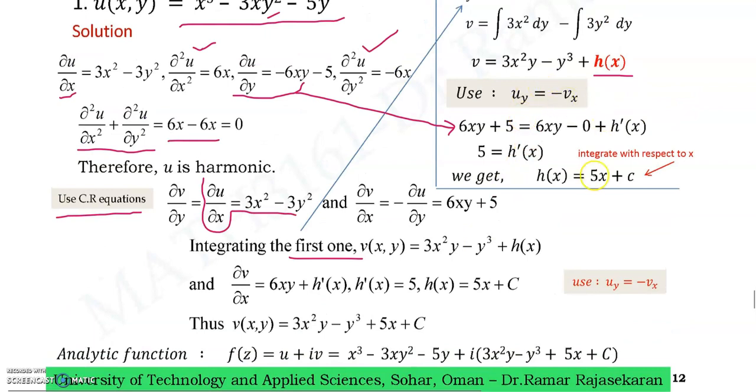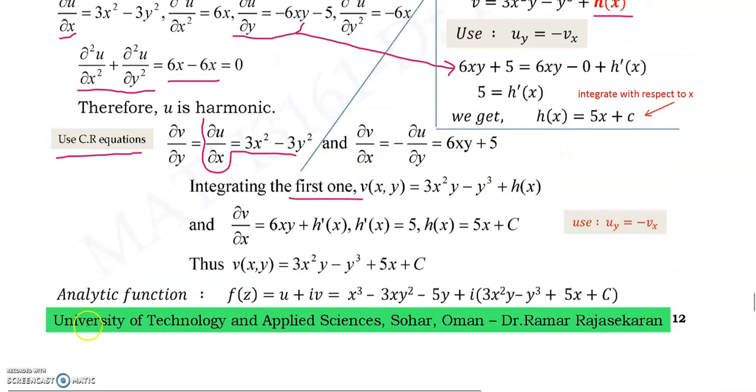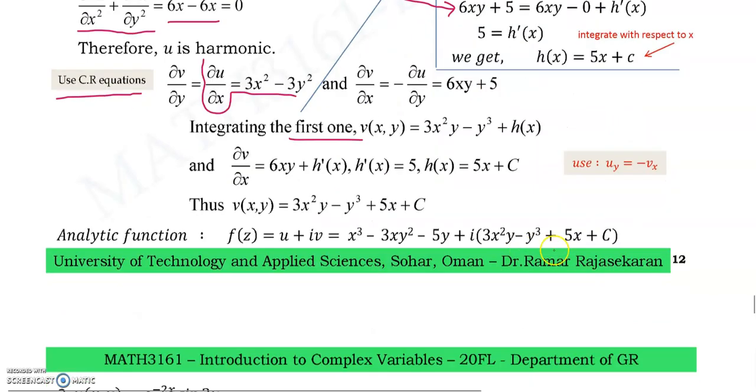So that you can write what is v. v of x comma y is equal to 3x²y minus y³ plus 5x plus c, because you have to replace the h of x value from this one. That's why you will get v. After finding v, we can write f of z equal to u plus iv. u is in the given equation, plus iv is nothing but what you have calculated now. That's it.